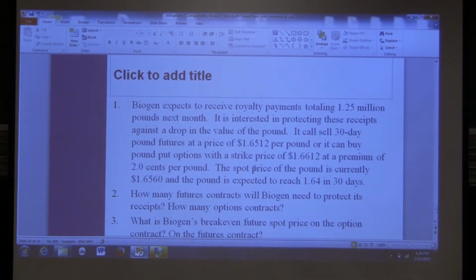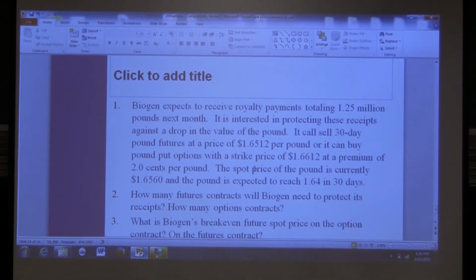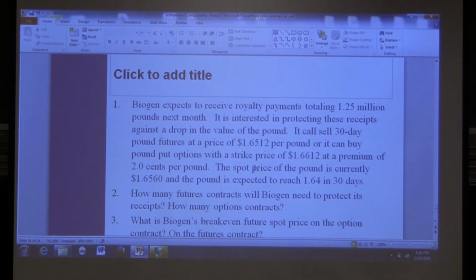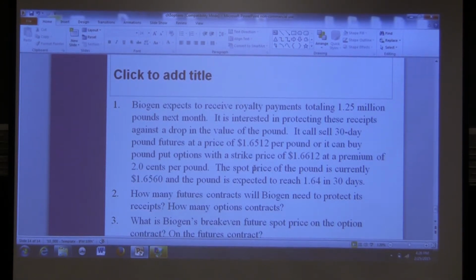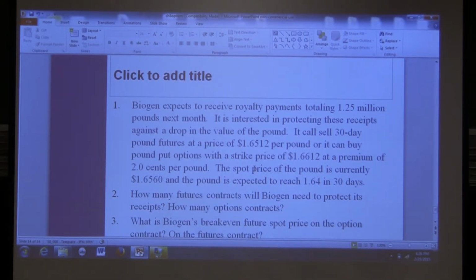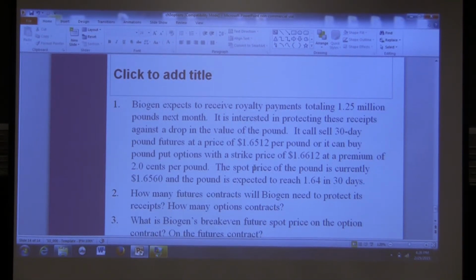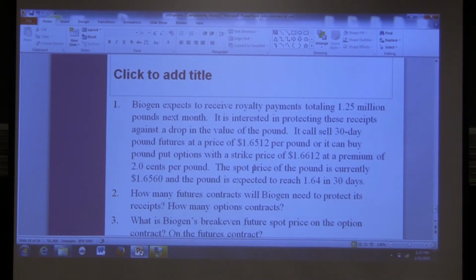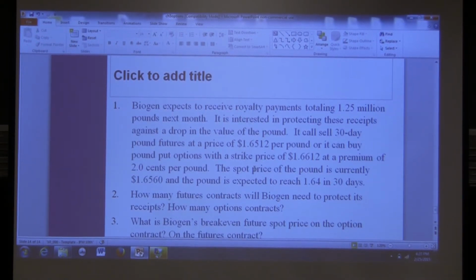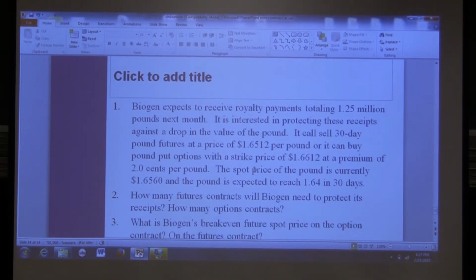So in both cases, the number of contracts needed is the same. What is the difference? In the case of the options, you will buy 20 put options. In the case of the futures contracts, you will sell 20 futures contracts. So that is the basic difference. You can buy put options or you can sell futures contracts. Now, what is Biogen's break-even future spot price on the options contract? Based upon what we talked about regarding the payoff, what do you think would be the break-even price?